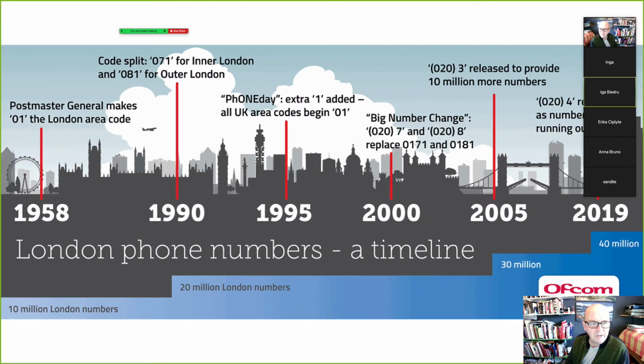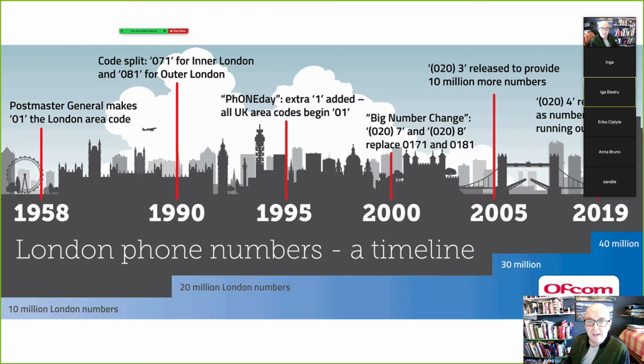On the left-hand side, in 1958, the Postmaster General of the government decided that the area code for the phone system for London would be 01. Okay, and then in 1990, which I remember only too well, before your time, the code was split. I remember it being 01, and then it was split to be 071 for inner London and 081 for outer London. They thought that would be more than we could possibly need.